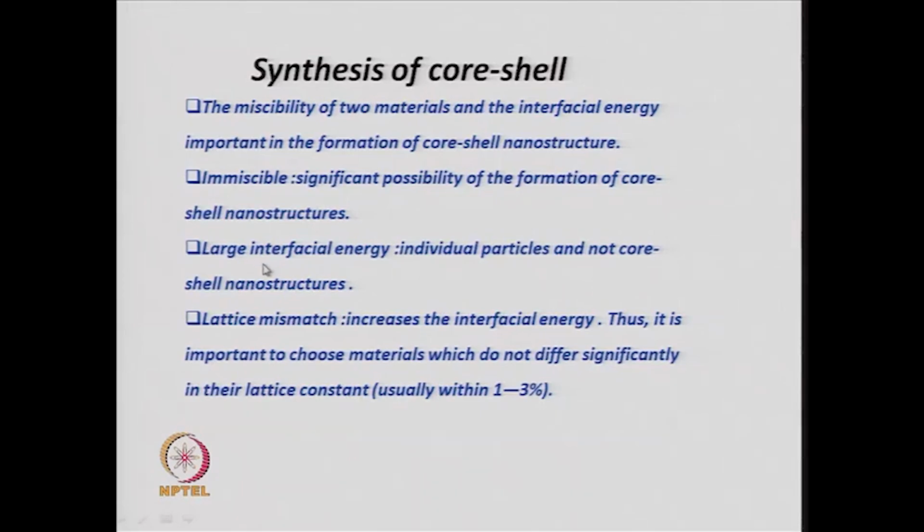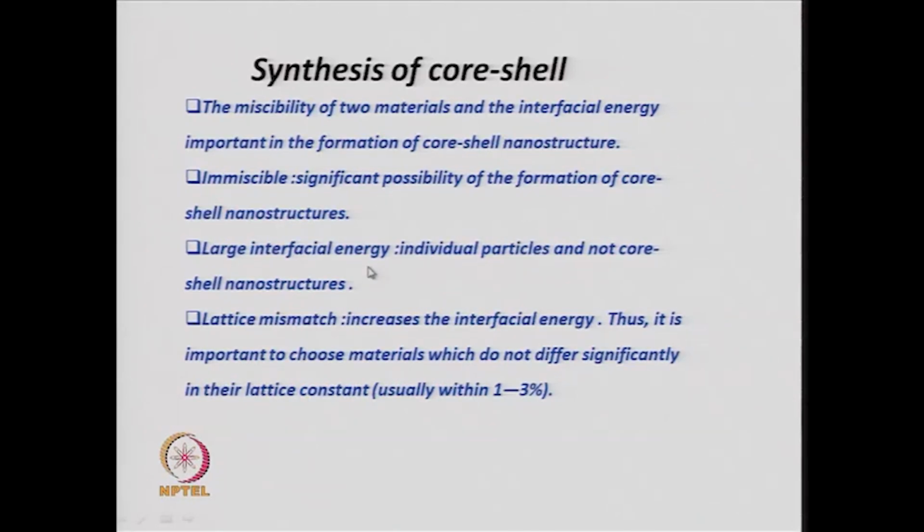Now, if you have a large interfacial energy, then you get individual particles. So, you have A and B and you want to make a core of A and shell of B. If the interfacial energy between the A and B materials is very high, then chances are that you will not get a core shell material, but you will end up with two materials, one A and one B, and such a material will then be called a composite material. It will not be called a core shell material. So, large interfacial energy is not good for core shell nanostructures.